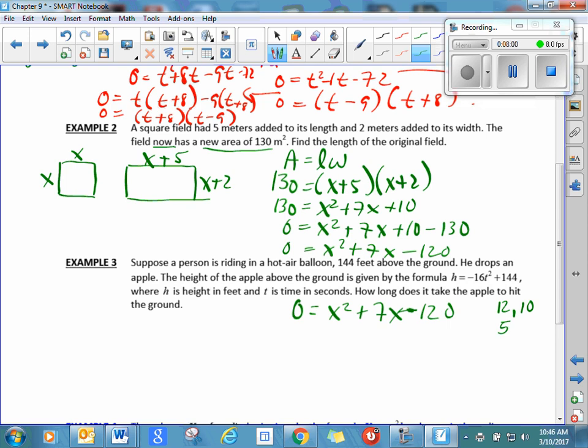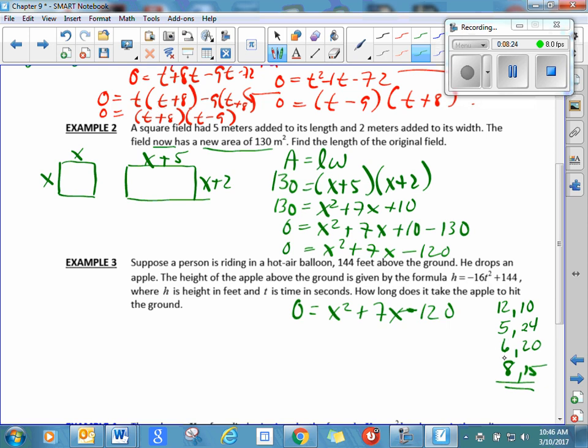5 will go in there. 5 and, what is that, 24? That still doesn't get me 7. What about 6 and 20? Nope, that doesn't work. What about 8? Yep, that's it. 8 and 15. And of course, now I have to look at my signs.